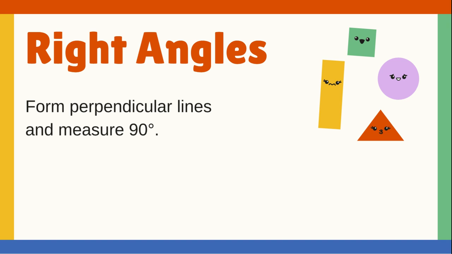Then we have right angles, which I'm sure you've seen before. These form perpendicular lines and measure 90 degrees. That's that really nice corner that you get on a square or a rectangle, and you see them all around, like on the corners of our slides.